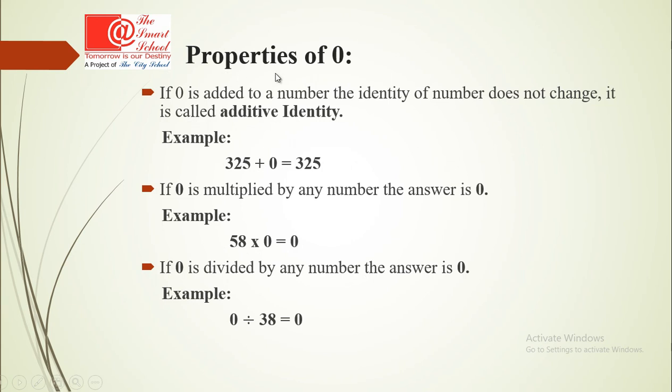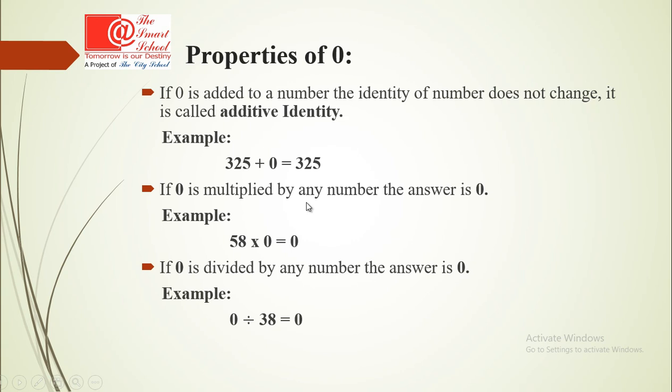Now, properties of 0. 0 is a digit which has some distinctive properties. If 0 is added to a number, the identity of the number does not change. It is called additive identity. It means the number remains the same. So 325 plus 0 will remain 325.